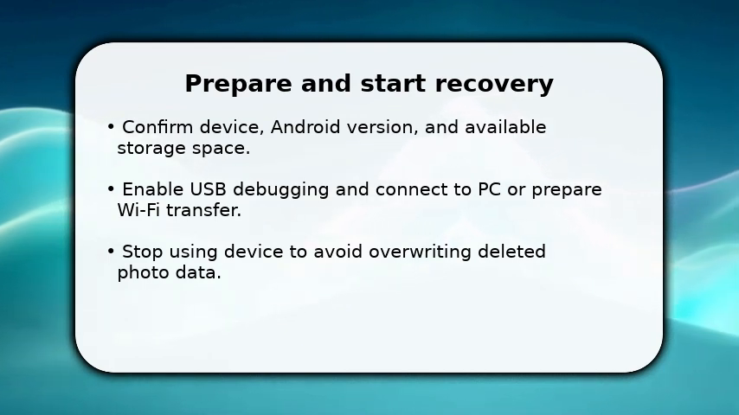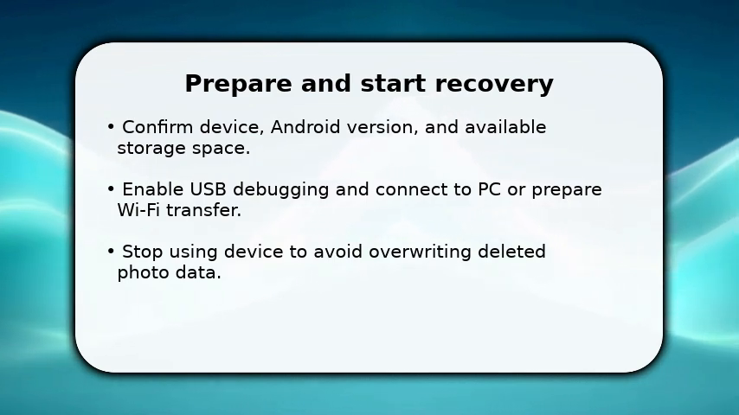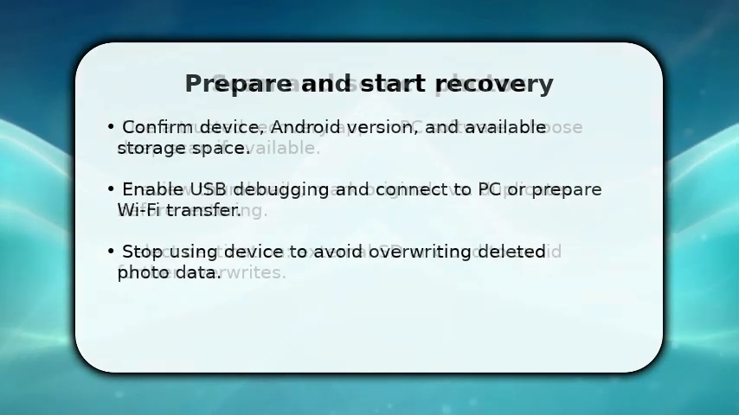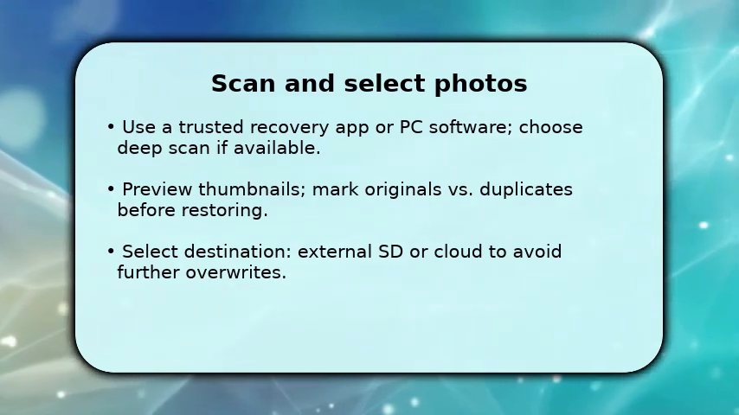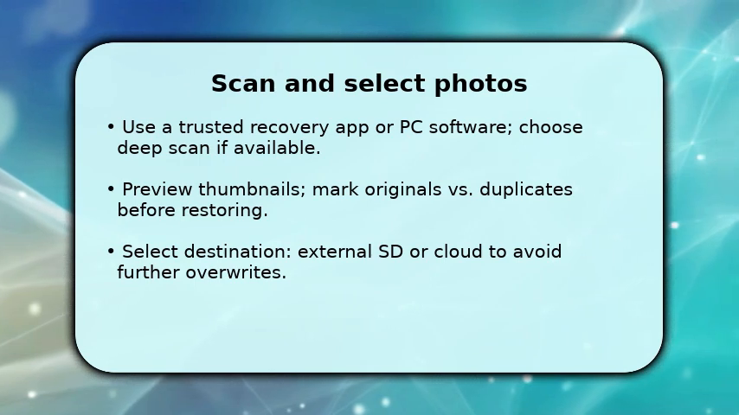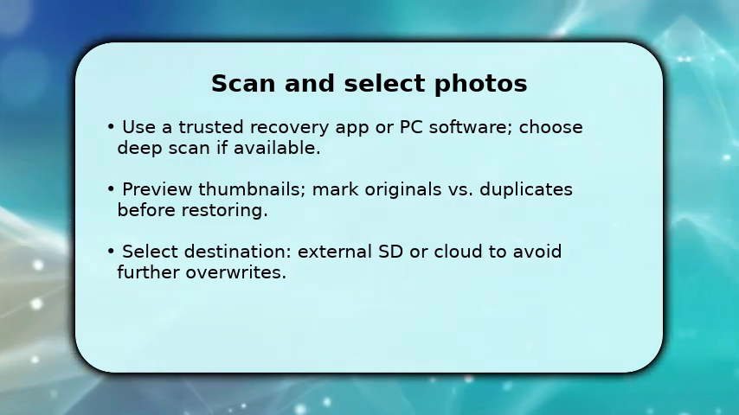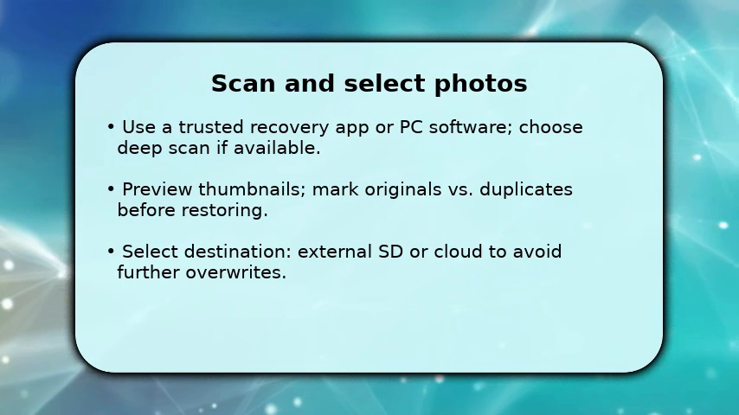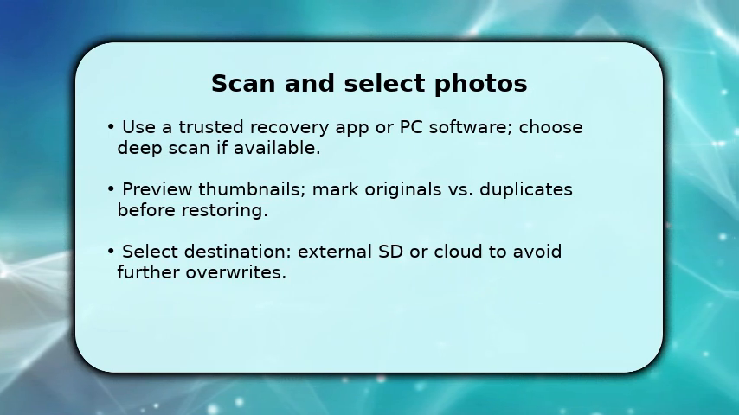Now connect to your PC or launch the chosen app, and proceed to scanning tools so you can locate recoverable images. You now run a deep scan with the recovery app or PC software. Deep scans take longer but find more fragments and originals. As files appear, preview thumbnails to verify image integrity and use file dates to pick recent shots. Mark originals over compressed thumbnails.